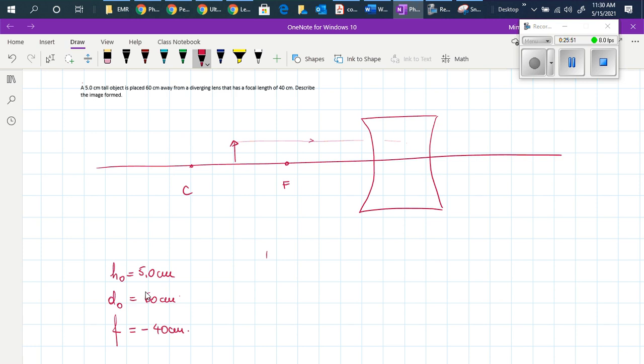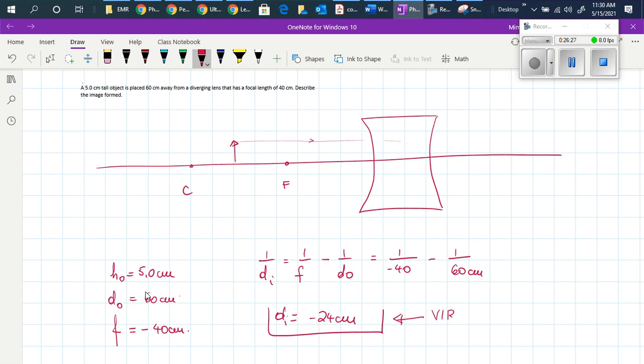So now, starting with the equation of the mirrors, dI will be 1 over f minus 1 over dO, which means that it will be 1 over negative 40 minus, from the formula, 1 over 60 centimeters. And when you do the math, the dI will be negative 24 centimeters. And we know now what the negative means: that we are dealing with a virtual image.